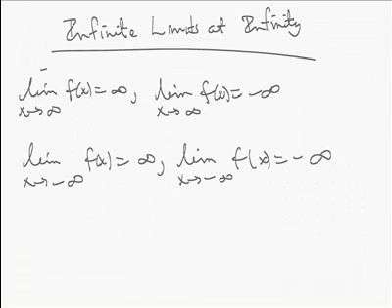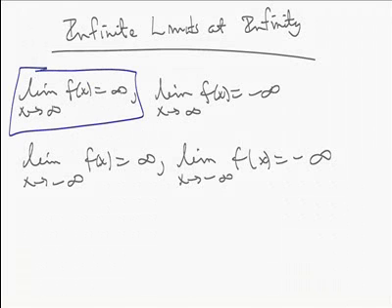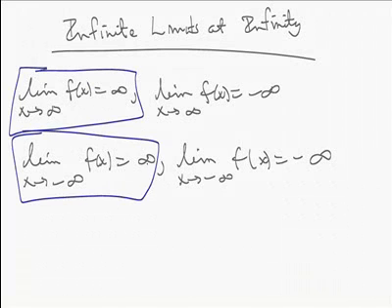In other words, let's just take a look at this first one right here. This is saying we can make the function get as big as we want, arbitrarily large, by just making the x value in the function sufficiently large in the positive infinity direction. This one here, for example, says we could make the function come out to be as big as we want as long as we make x sufficiently big in the negative direction.